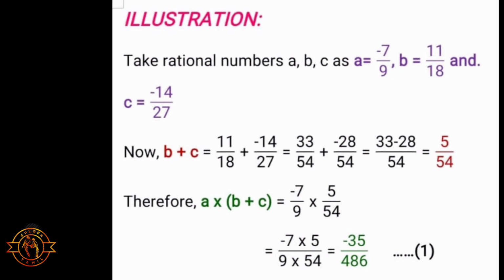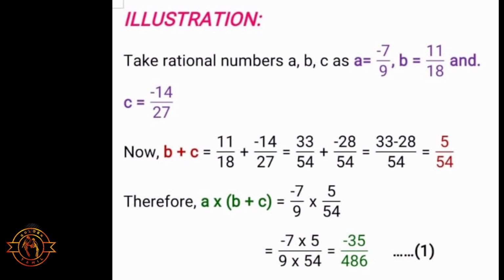Take rational numbers a, b and c as a is equal to minus 7 by 9, b is equal to 11 by 18 and c is equal to minus 14 by 27. Now b plus c, which is equal to 11 by 18 plus minus 14 by 27. Here it is different denominators, so we are taking LCM for 18 and 27. What is the LCM for those two numbers? Yes, it is 54, and we are converting to the same denominator. We get 33 minus 28 divided by 54. What is 33 minus 28? 5 by 54.